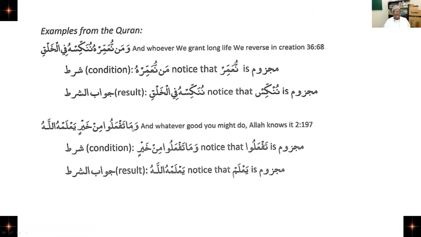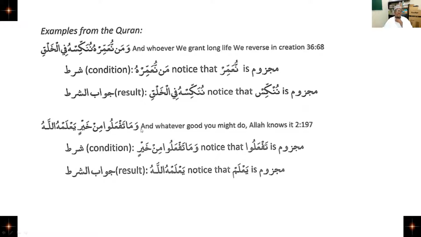Wa ma taf'alu, another one with ma. Wa ma taf'alu min khairin. Now you know that this ma is not the other ma that we spoke about, which is ma for negation. Ma, la, lam, lan: you remember the ones we took yesterday, those that can cause negation in the meaning of a statement. In this case, this ma is not that ma. How do we differentiate between them?